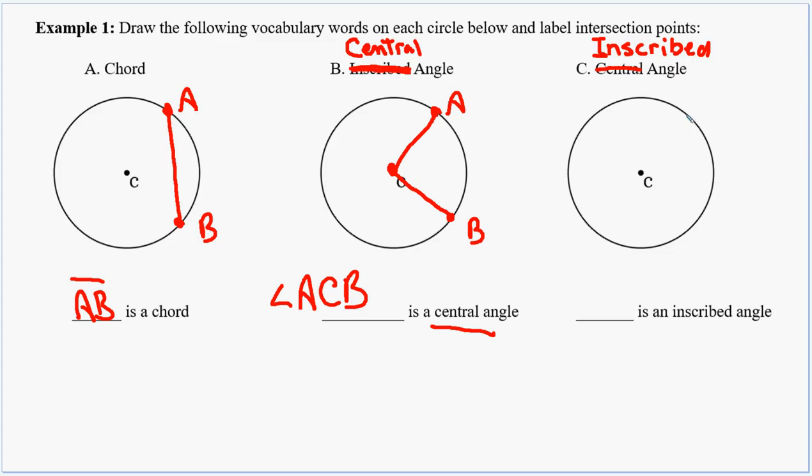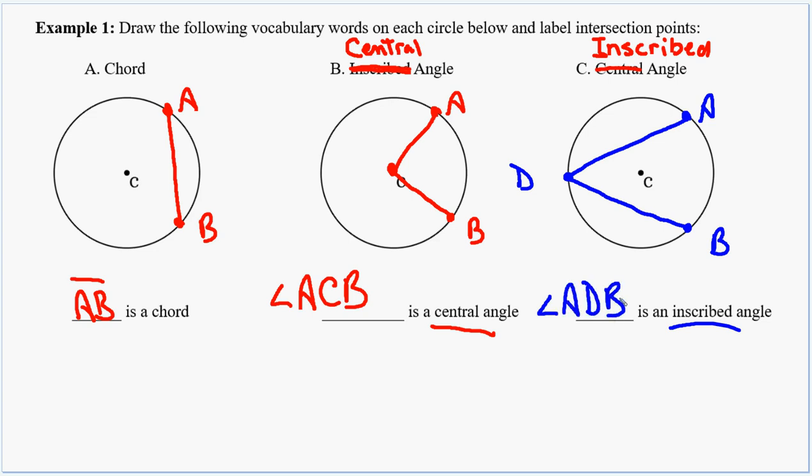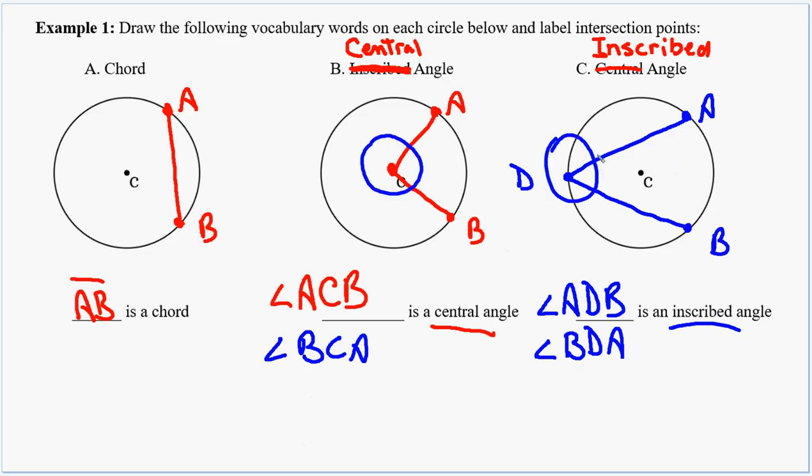I'm going to switch to blue ink. I'm going to put A and B in roughly the same spot. Over here, I'm going to call this point D, and I'm going to connect D to point A and D to point B, and this would be an inscribed angle. Angle ADB is inscribed, and again, for any of these angles, I could write them in reverse order as long as the vertex is in the middle. So there's our central angle at the center of the circle. Our inscribed has its vertex on the circle.